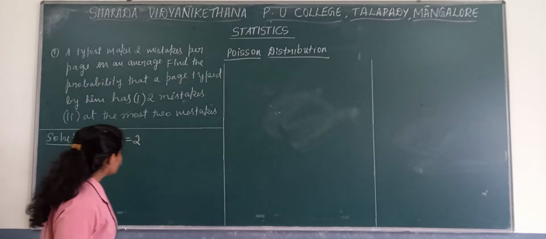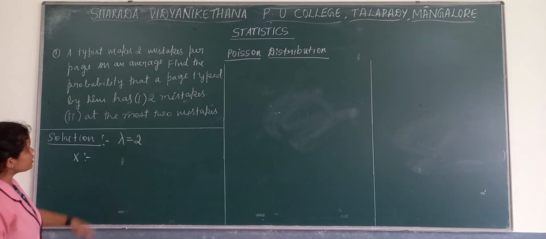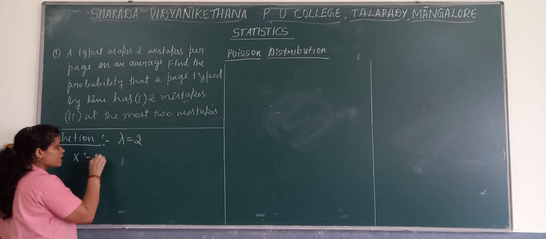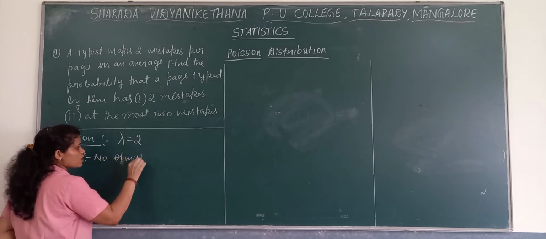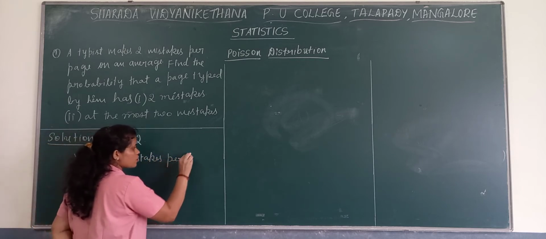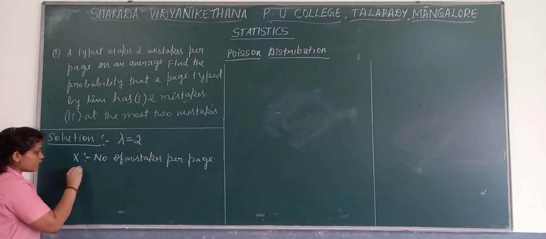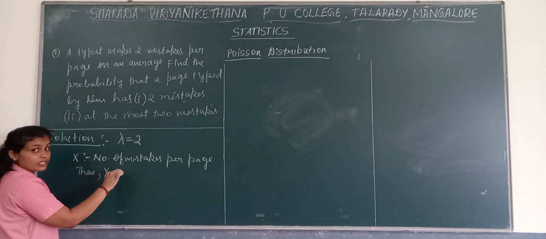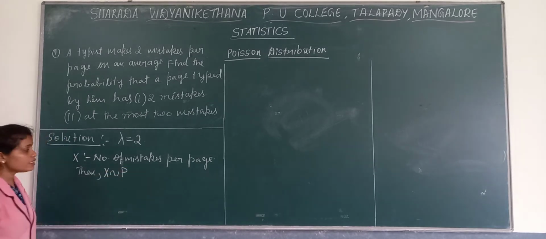Now next write the random variable X. What are we finding out here? The number of mistakes per page. Same as in binomial. Then X follows B, there it was B since it was binomial. Here X follows P, it is Poisson.